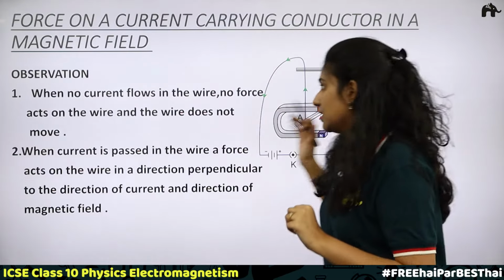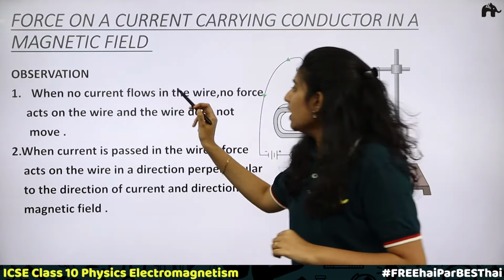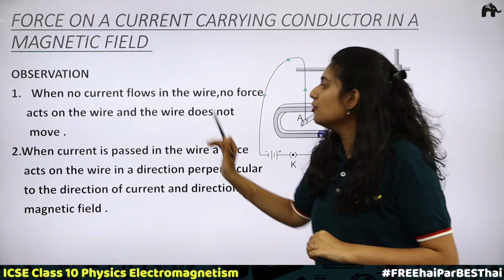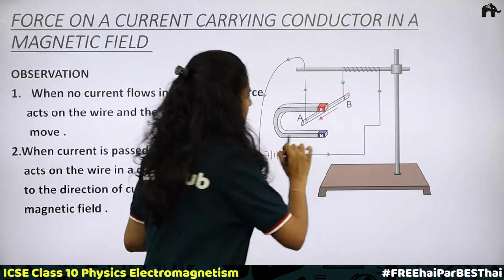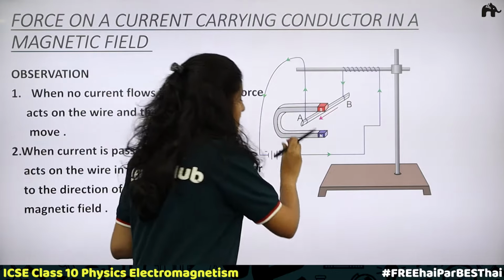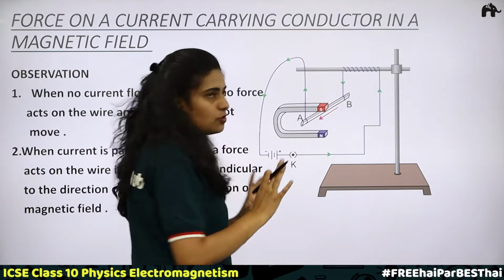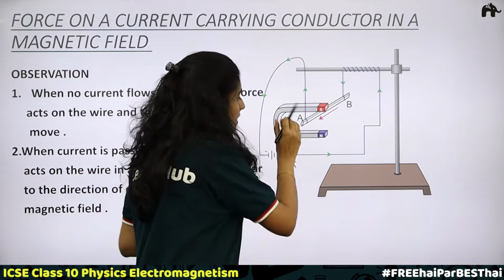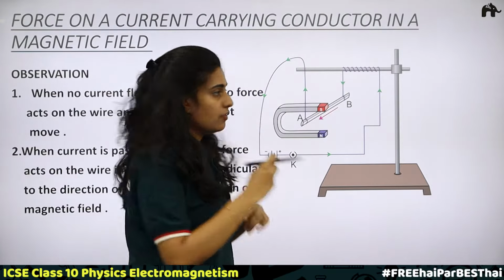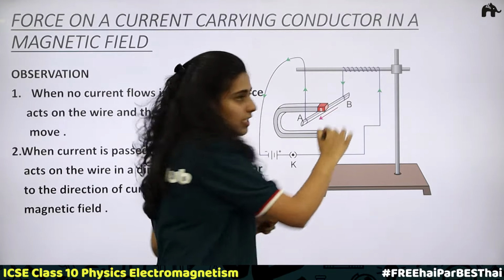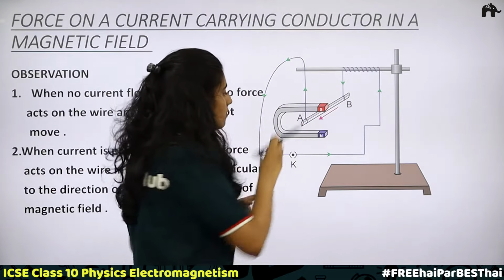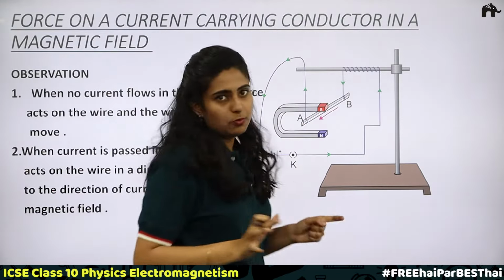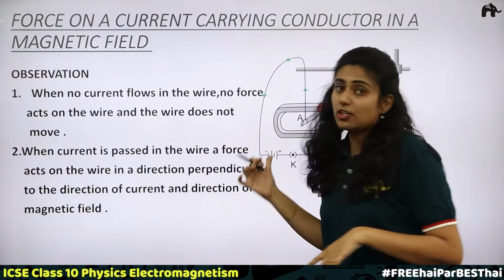What are the observations? The first observation is that when no current flows in the wire, no force acts on the wire and the wire does not move. You understand? Because when there is no current, there is no force. When there is current, due to the flow of electrons, the wire experiences a force along with the magnetic field that makes it move. If there is no current, there is no motion or force.